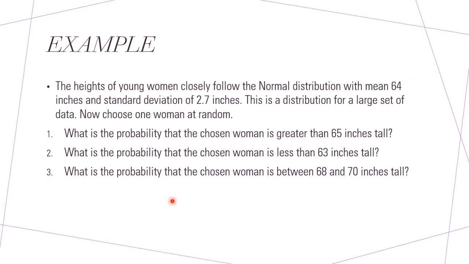Now, one woman is chosen at random, and so this is the question that's being asked. If one woman is chosen at random, what's the probability that she's going to be taller than 65 inches? What's the chance that she's going to be smaller than 65 inches? And what's the probability her height is going to be between 68 and 70 inches? Okay, so there's our range of numbers. So let's start off with the first one.